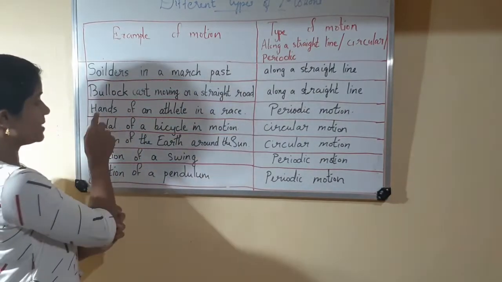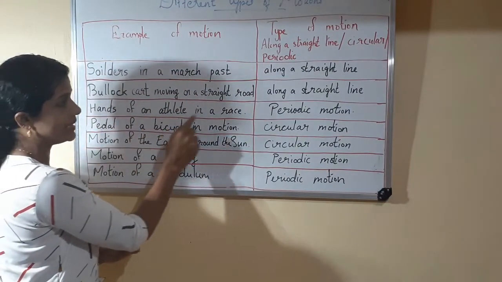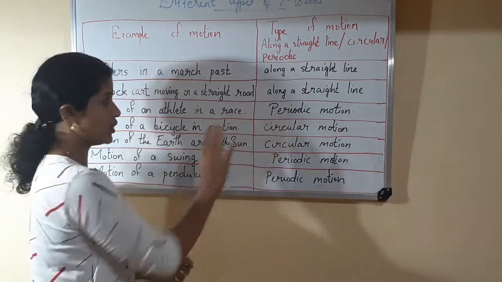They are just specified here the hands. Okay, hands of an athlete in a race. Okay, so it is a periodic motion.